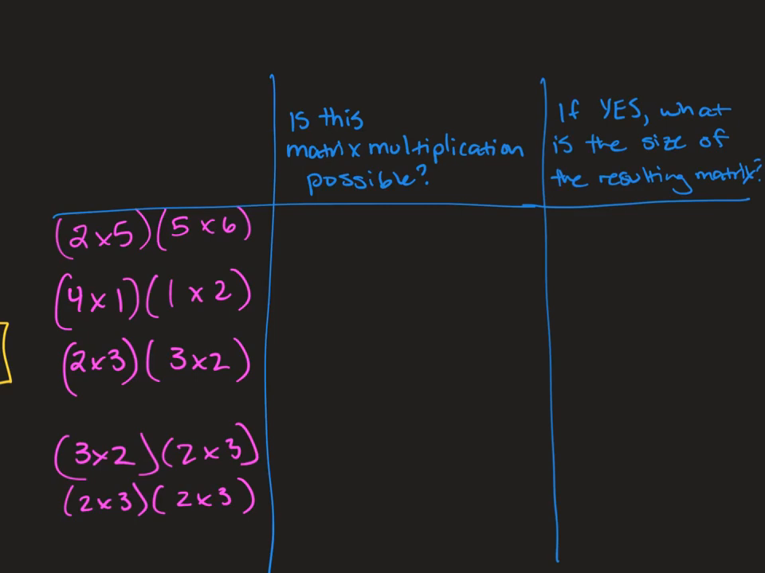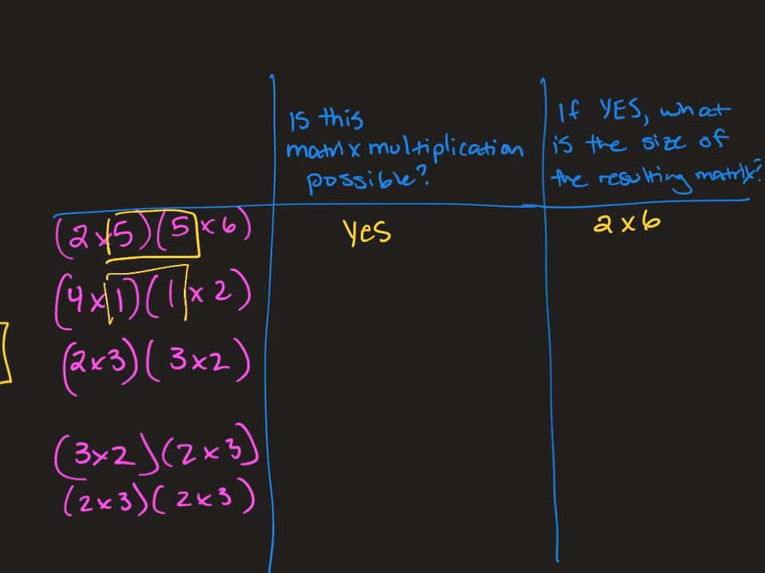Okay, so what we're going to do is just ask, is this even possible? And if it is, what's the size of the resulting matrix? What you need to look at is really, do these two numbers match? So is this one possible? Yes. And the resulting matrix, I will tell you, is a 2 by 6.